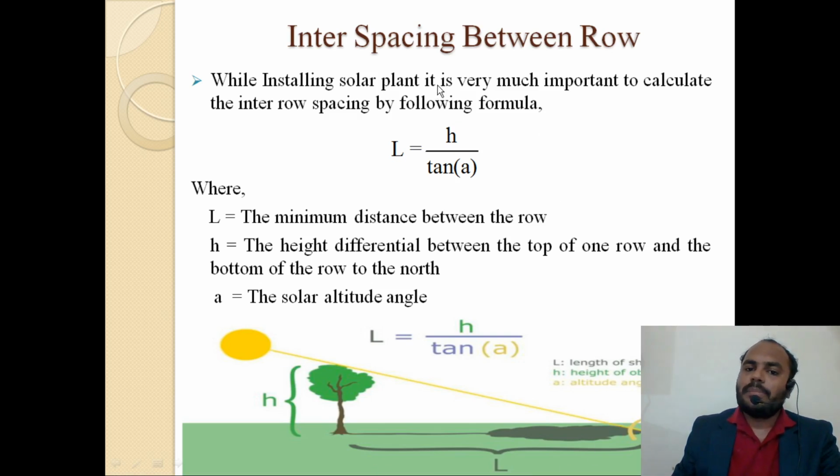The same formula is applicable for the solar panel also. So whenever we are deciding the inter-row spacing between the rows, we should ensure that the first row of a solar panel does not cast a shadow over the second row of a solar panel. So while installing solar panels row-wise, we first have to do a shadow analysis for the inter-row spacing of a row.